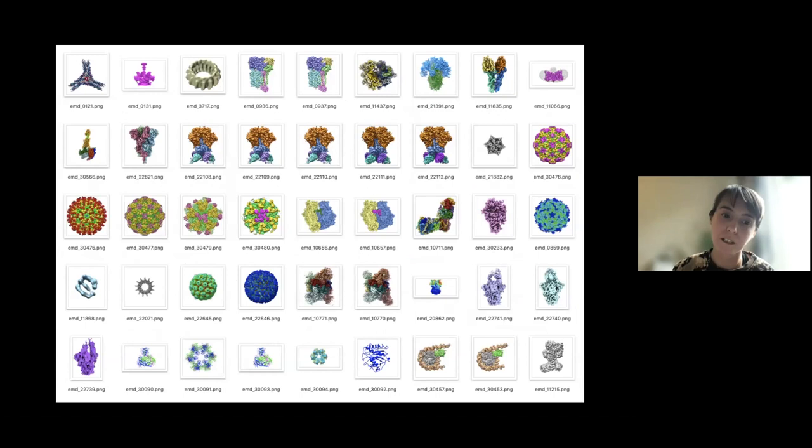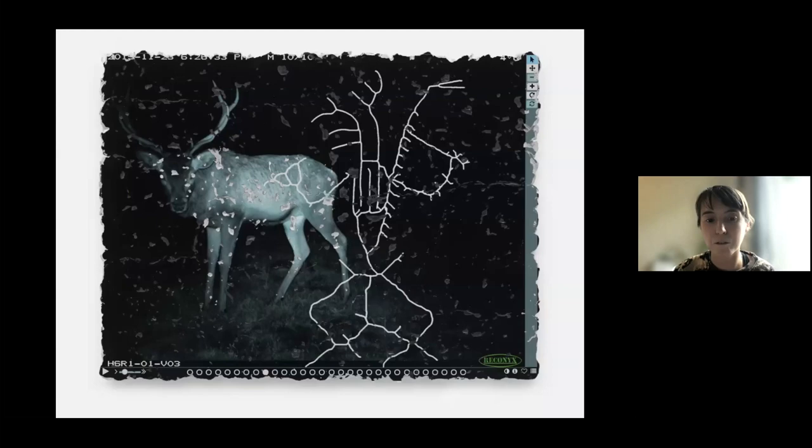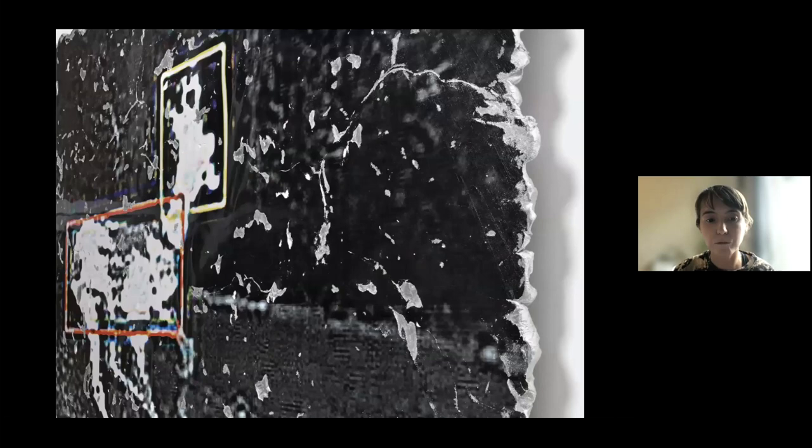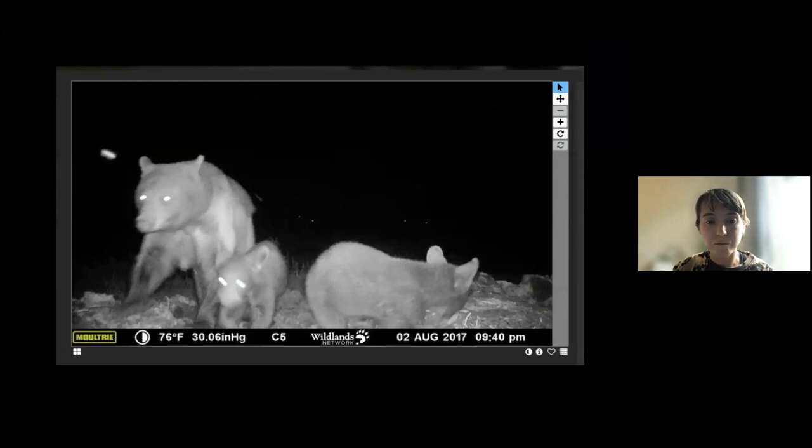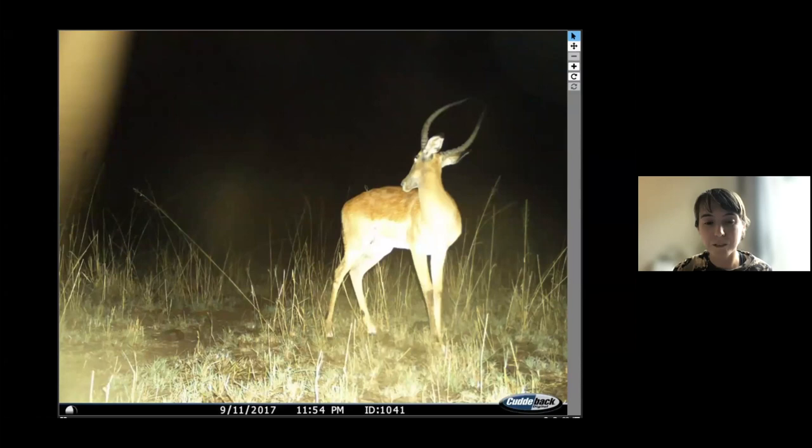But of course, I'm also not a neutral entity. I'm a biased human entity that makes these choices. So I just want to go back to some of these animal photos. Yeah, in some moments I find it truly beautiful.